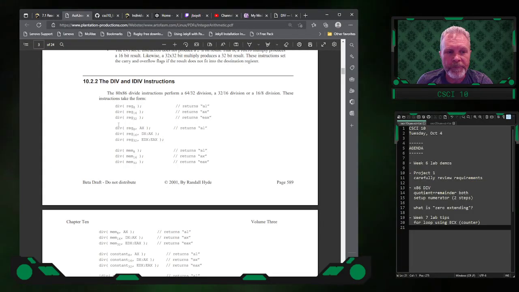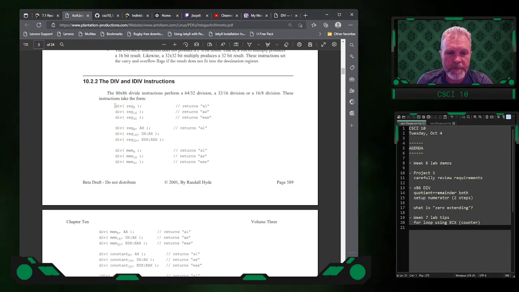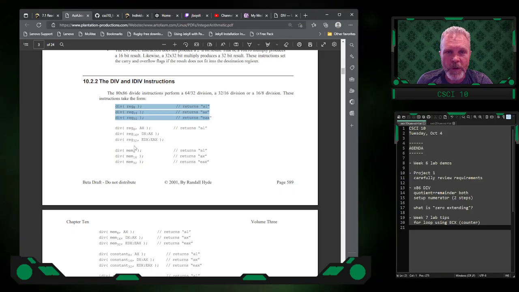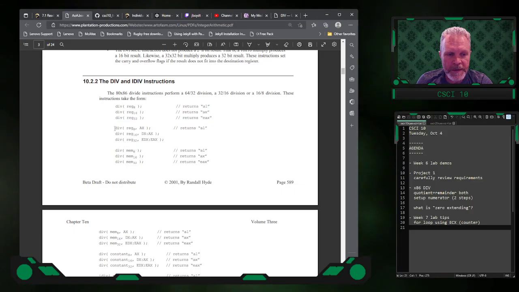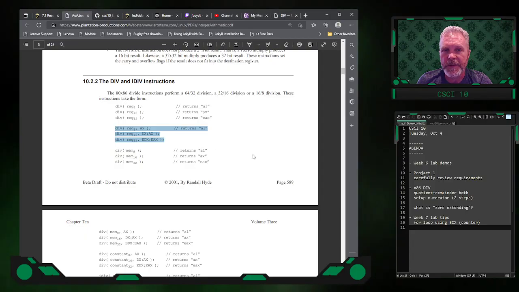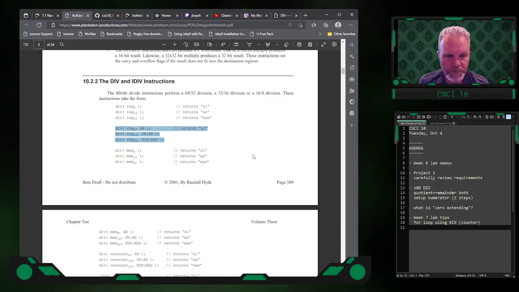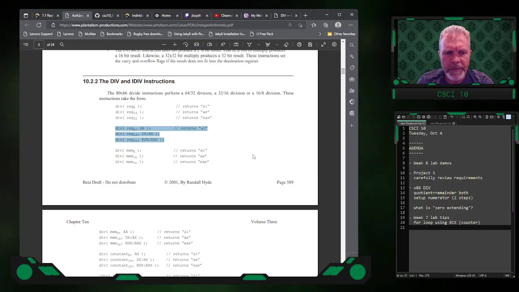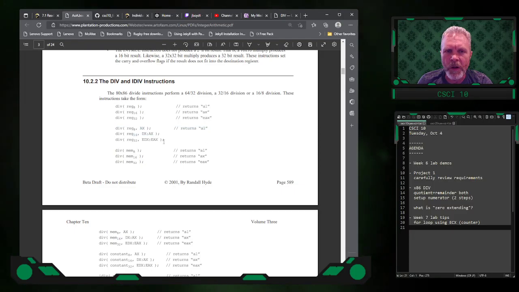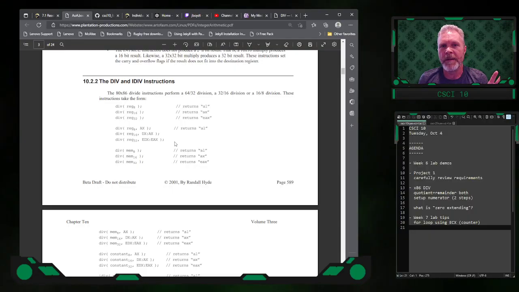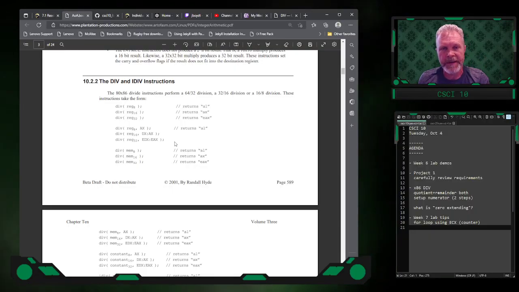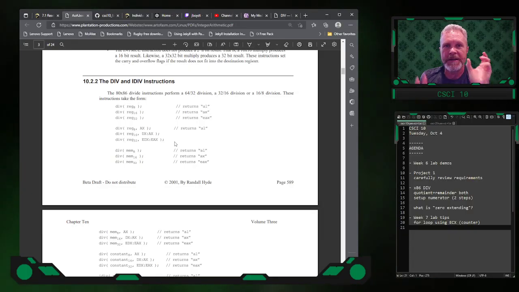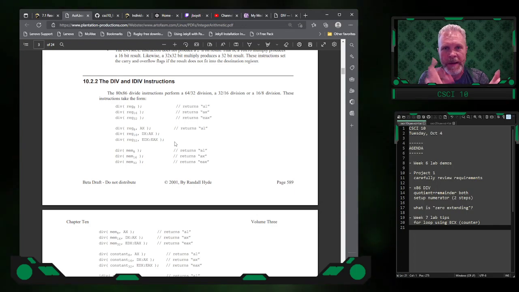Okay, so we have a variety of divs. We're going to use this style of div, I think. I guess we don't have to, but yeah, I think that we will. It looks very similar to mul, but you just have to remember that mul needs the extra space because the result might be too big. Div needs the extra space because it's giving you 2 pieces of information, a remainder and a quotient.